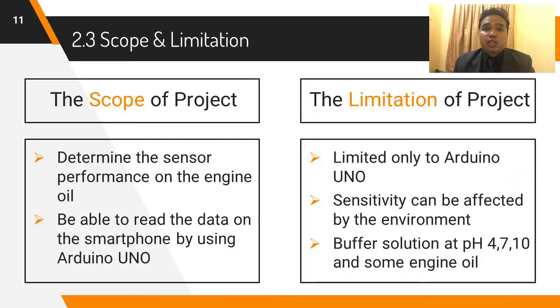Then we are going to see the scope and the limitation of the project. The scope of the project is to determine the sensor performance on the engine oil. Next is to be able to read the data on the smartphone by using the Arduino Uno. Then the limitation of the project is that it is limited only to Arduino Uno.